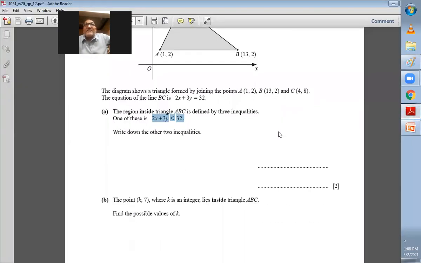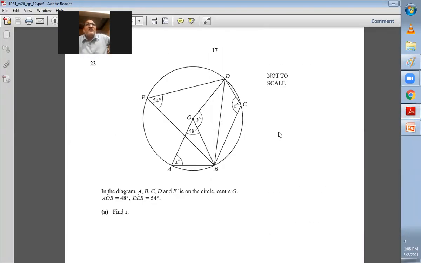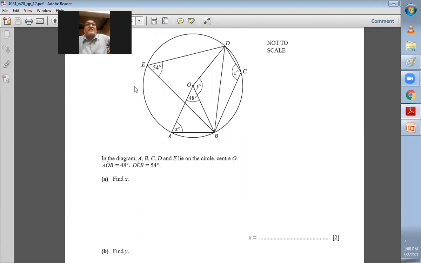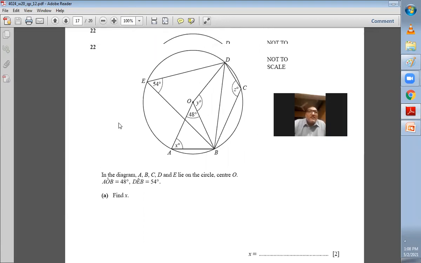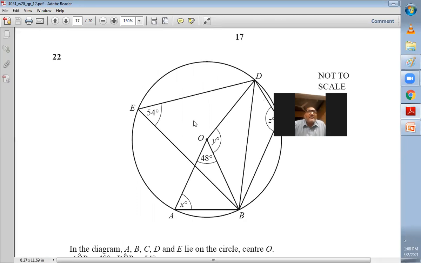So we are done with question number 21. We are moving to the next question, which is coming up on your screen. He says that in the diagram, A, B, C, D, and E lie on the circle with center O. Angle AOB is 48, angle DEB is 54. Find the angle x.